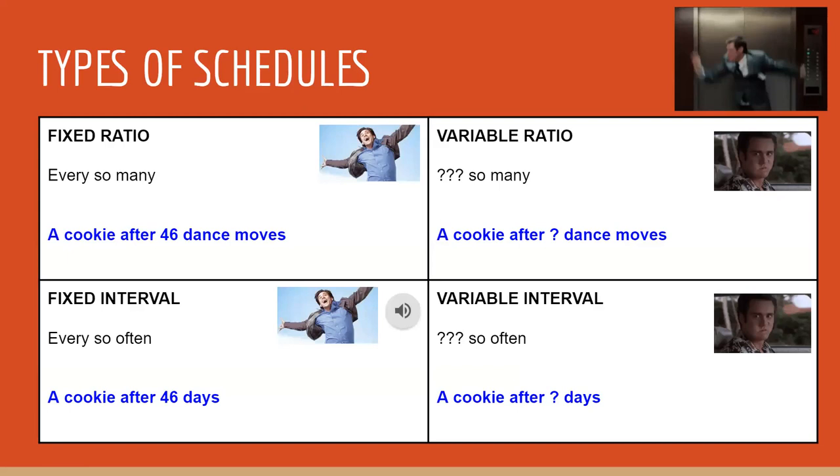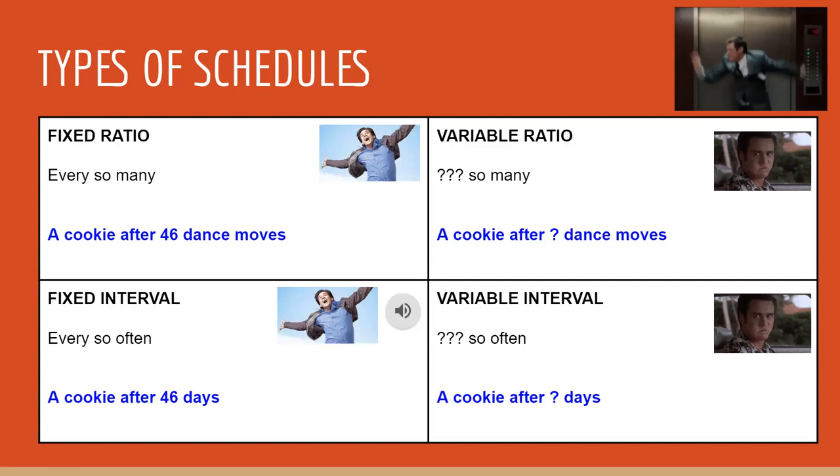So a fixed ratio is going to be every so many. An example is Jim Carrey gets a cookie after 46 dance moves. Okay. All right. 1, 2, 3, 4, 46 gets a cookie. All right. Again, 1, 2, 3, 4, 46 cookie. Okay.